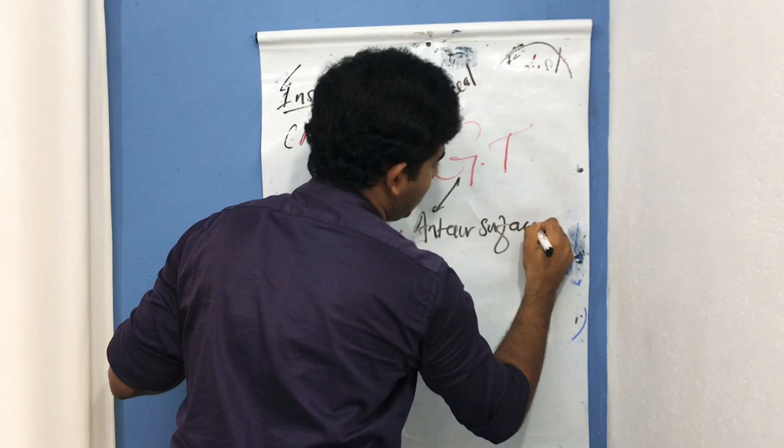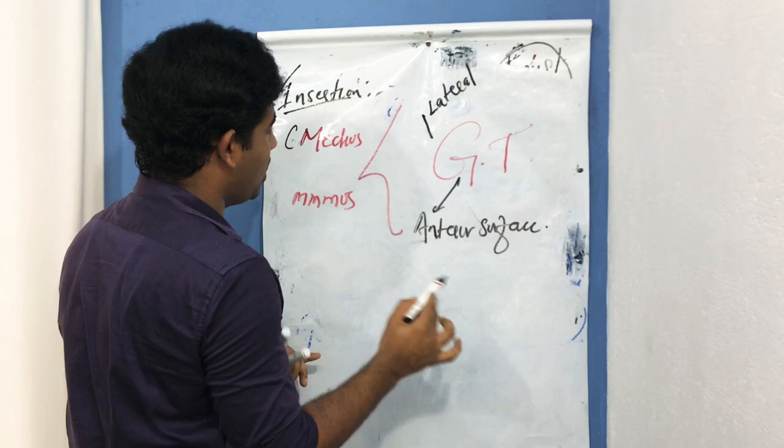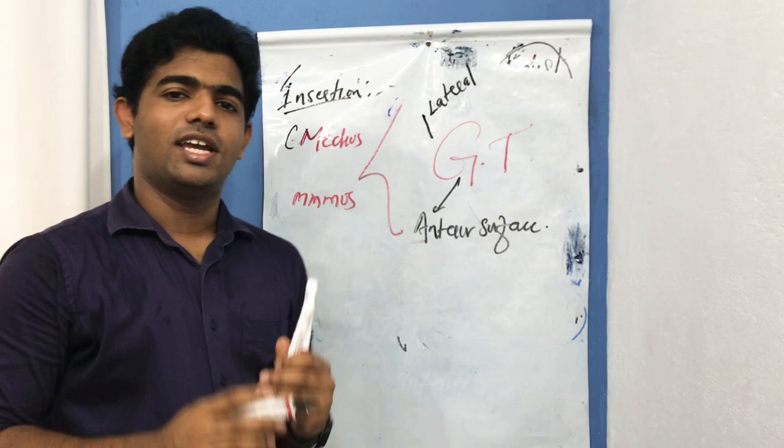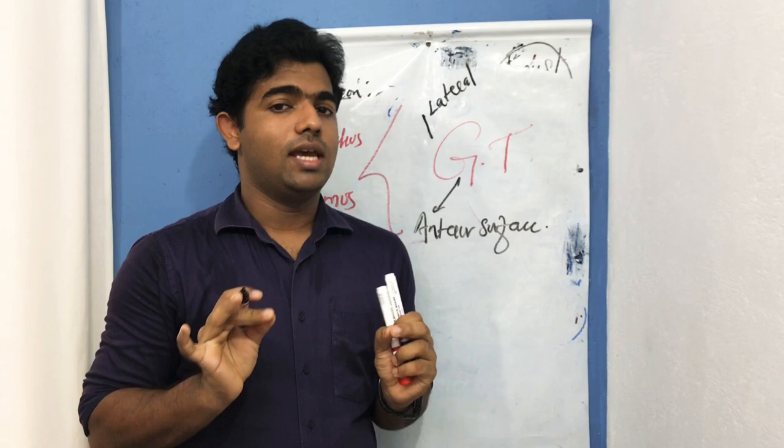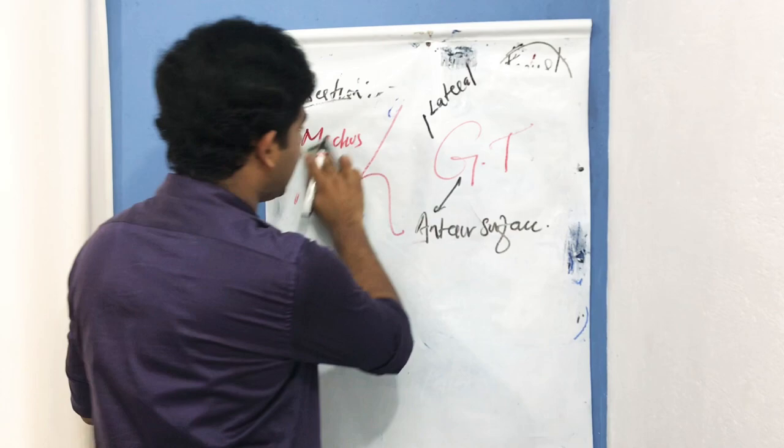Greater trochanter is important. So, gluteus medius is inserted into the greater trochanter. Gluteus minimus is also inserted into the greater trochanter. Not just these muscles, there are a lot of muscles, which we are going to discuss later, also inserted into the greater trochanter. So this insertion is very simple when we deal with the gluteal region muscles. Now let us move on to the other muscles.